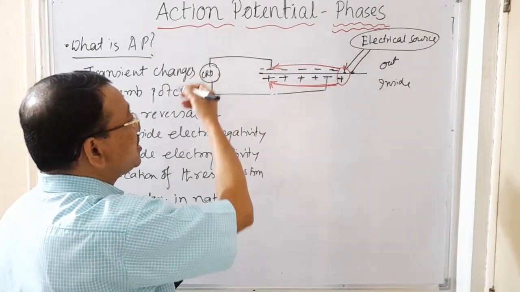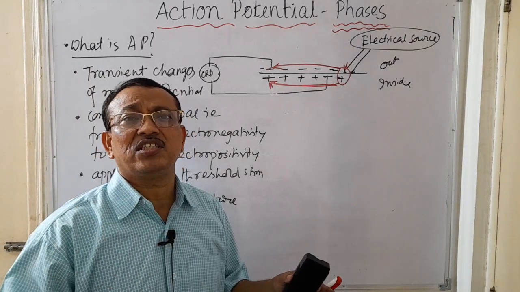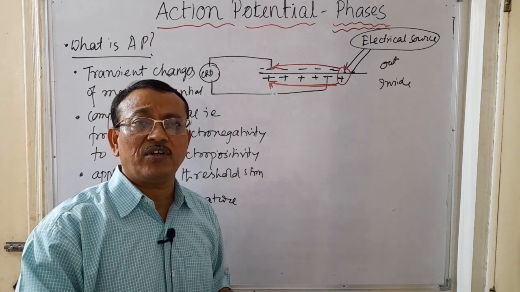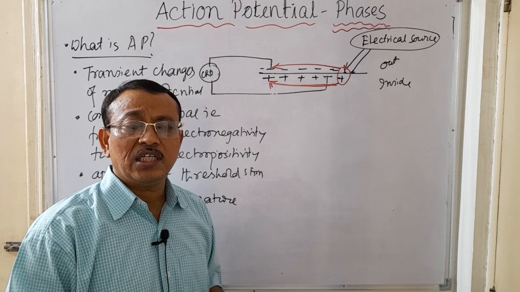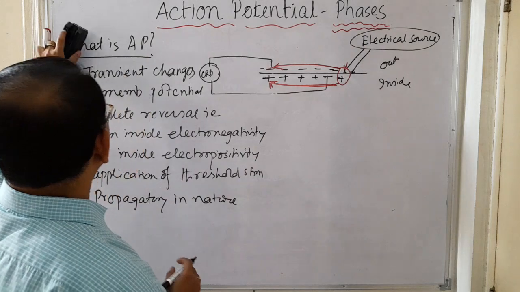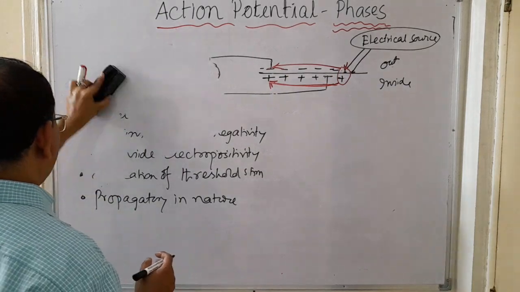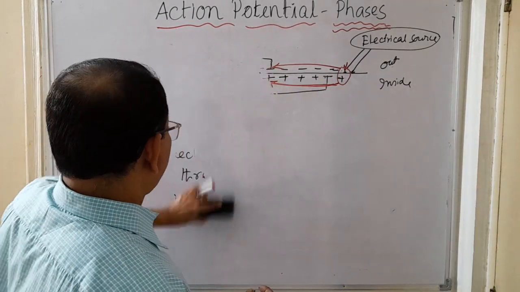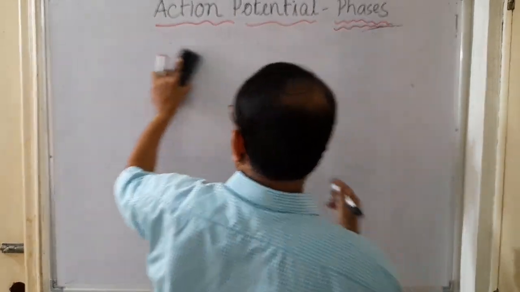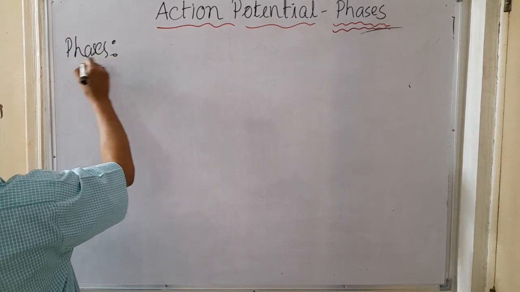Now, to initiate these changes of the membrane potential, even though they are very sudden and very transient changes, a transient reversal from electronegativity to electropositivity, this takes place in phases, in steps. What are those phases? So next are the phases of the action potential, the different phases or different steps.